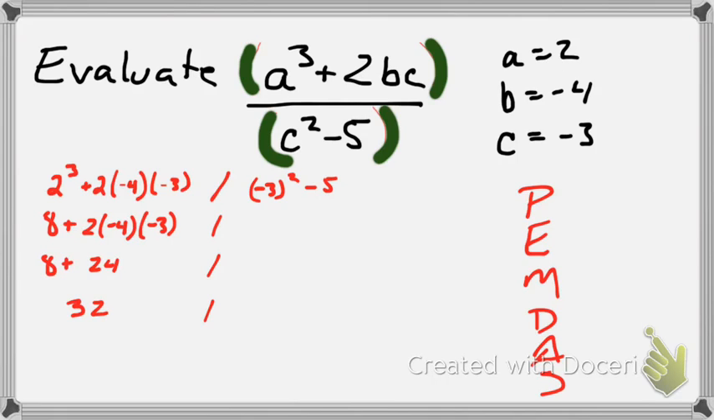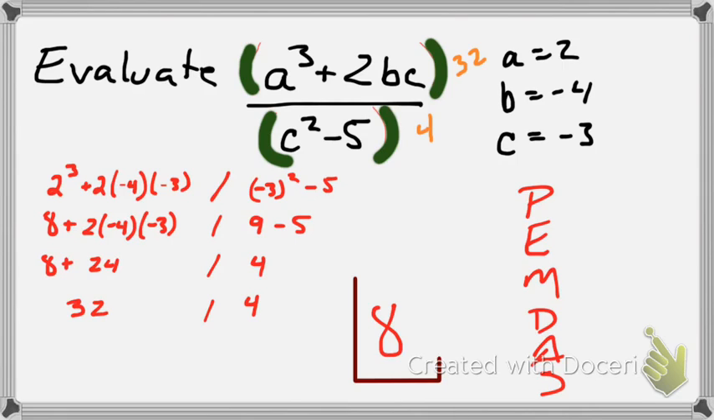On the bottom, negative 3 squared is positive 9. And 9 minus 5 is 4. And 32 then divided by 4, 8 is your correct answer.